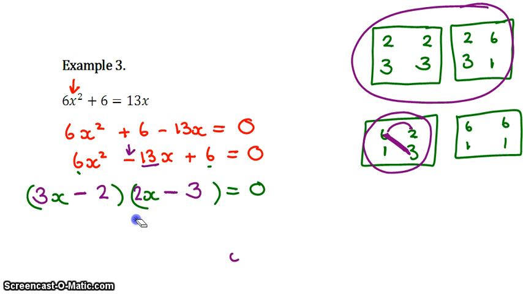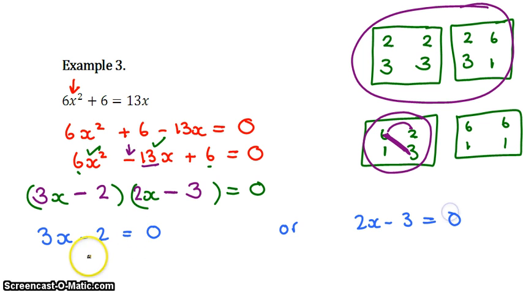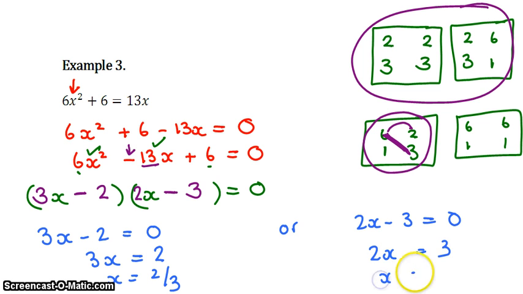Now, let me check. 6x squared, yes. Minus 9x minus 4x is minus 13x. Minus times minus would be plus 6. So I've got two factors multiplied together to give me 0, which means either the first factor must be 0 or the second factor must be 0. So this is a simple linear equation. I plus 2 to both sides, and I divide by 3 on both sides. Or I plus 3 to both sides, and I divide by 2. So I've got two separate answers.